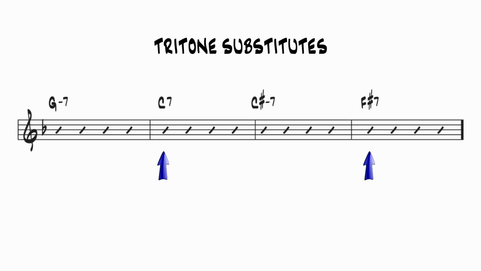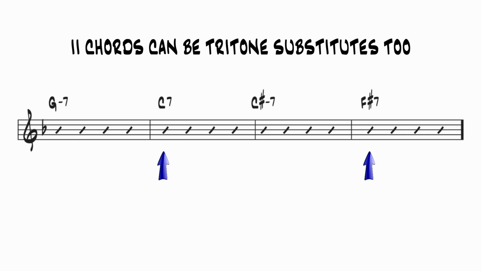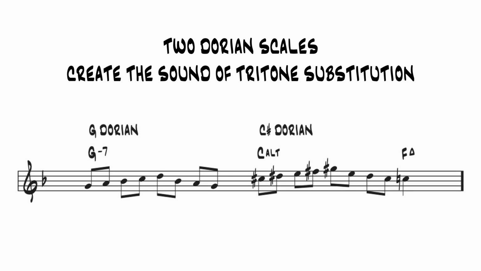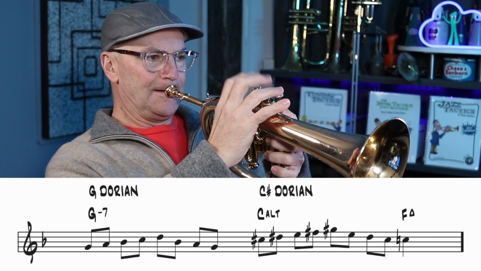Now here's an approach that relates to tritone substitution. The tritone substitute for C dominant 7th is F sharp dominant 7th. The 2 chord connected to C dominant 7th is a G minor 7, and the 2 chord connected to F sharp dominant 7 is C sharp minor 7. Since C7 and F sharp are tritone substitutes, the related 2 chords can be as well. If I play the first 5 notes of G Dorian followed by the first 5 notes of C sharp Dorian, I get the sound of tritone substitution as a way to alter a dominant chord.